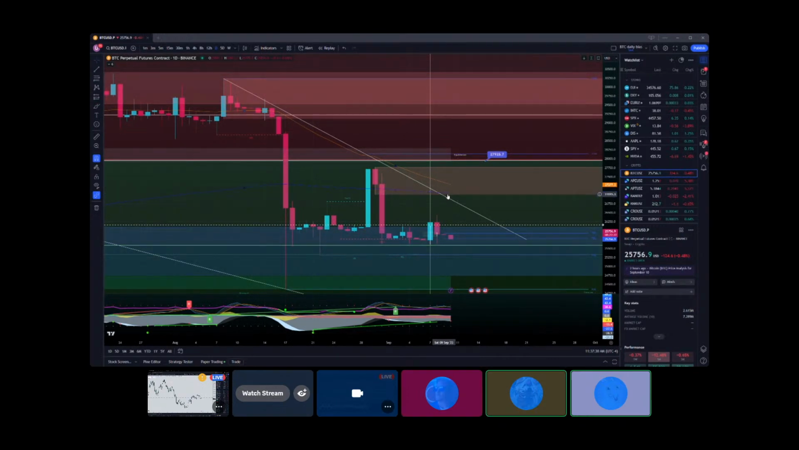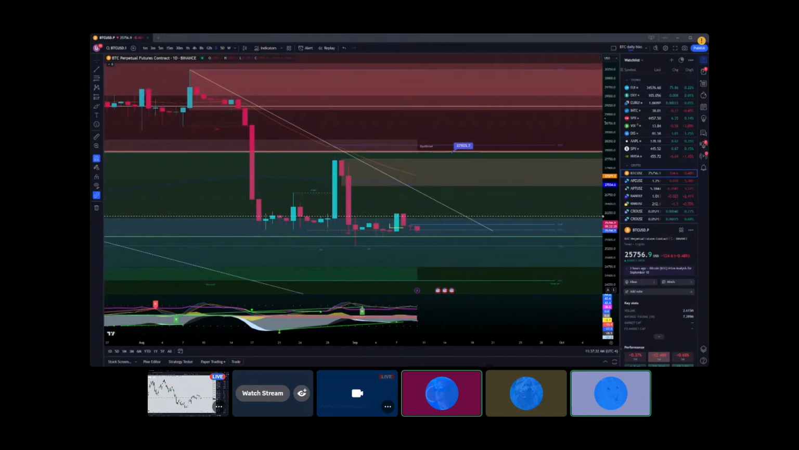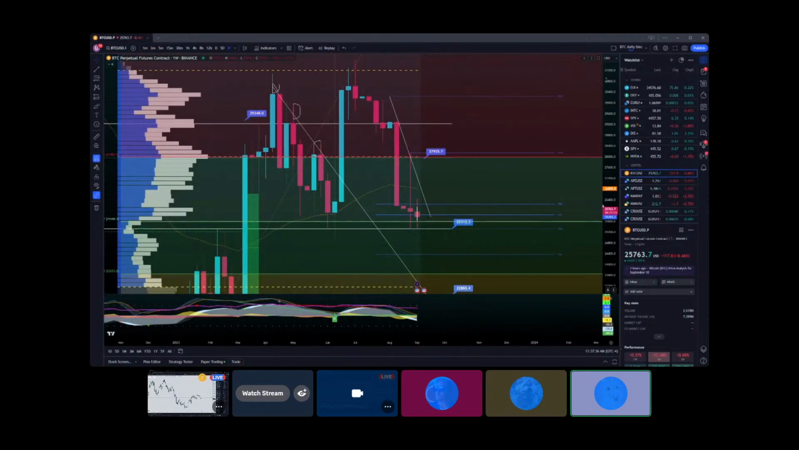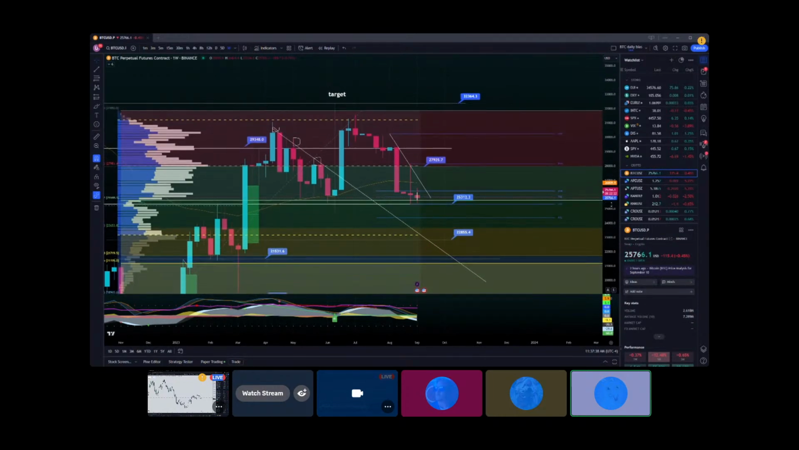Still below it. Close. What about the weekly? Still can't touch it though. The equilibrium there on the fair value gap looks decent too for that little move up. I don't see the 200.